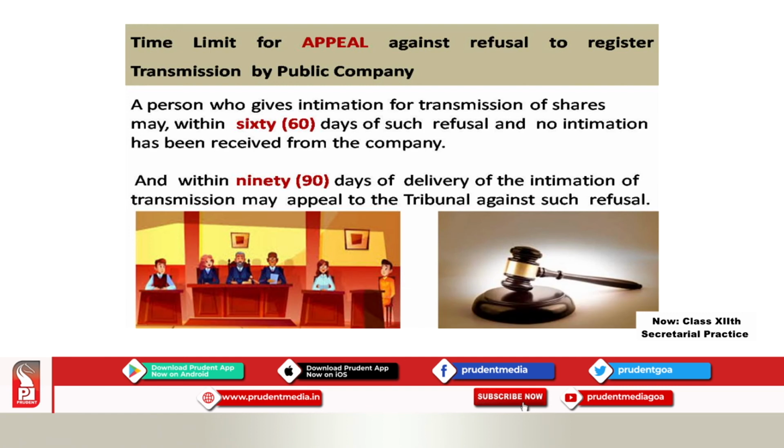Okay. So, a person who gives intimation for transmission of shares may, within 60 days of such refusal, or if no intimation has been received from the company. The company did not even have the courtesy to inform them that they are not completing the work of transmission of shares. So, what the person does, the legal representative, within a period of 90 days of submitting the documents to the company, please remember, within a period of 90 days of submitting the documents to the company, they will appeal to the tribunal against such refusal.